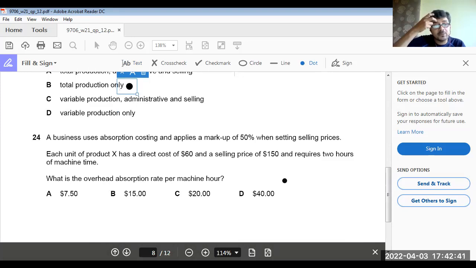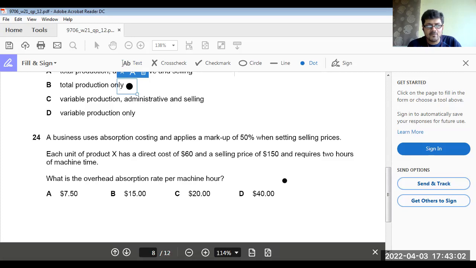Now, a business using absorption costing applies a markup of 50% when setting selling price. Each unit of product has a direct cost of $60 and a selling price of 150 and requires 2 hours. Absorption rate, oh, very easy. 150 is 150%, 50% is markup. 150 multiplied by 100 divided by 50.